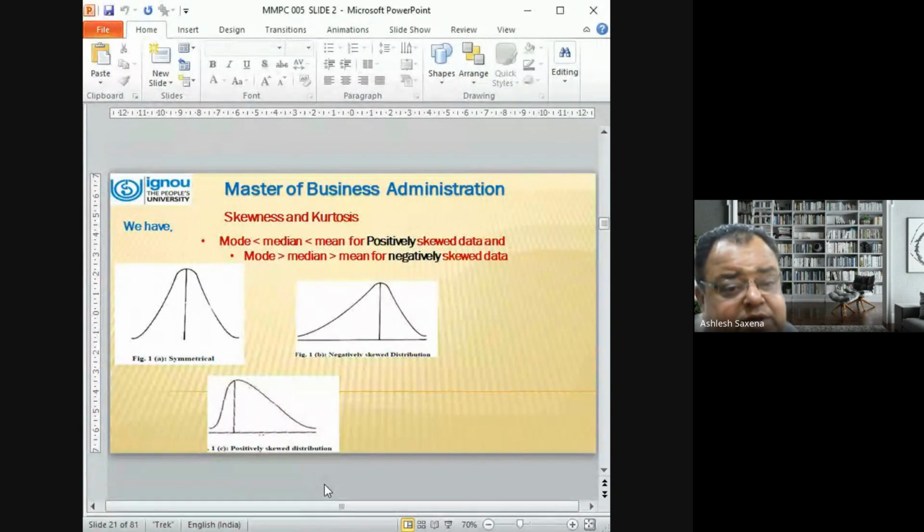Now you can see over here, mode is less than median, and it is less than mean. It is positively skewed data. And if mode is greater than median and median is greater than mean, it will move towards the left. That is negatively skewed data. This is symmetrical. Here mode is less and here mode is large.